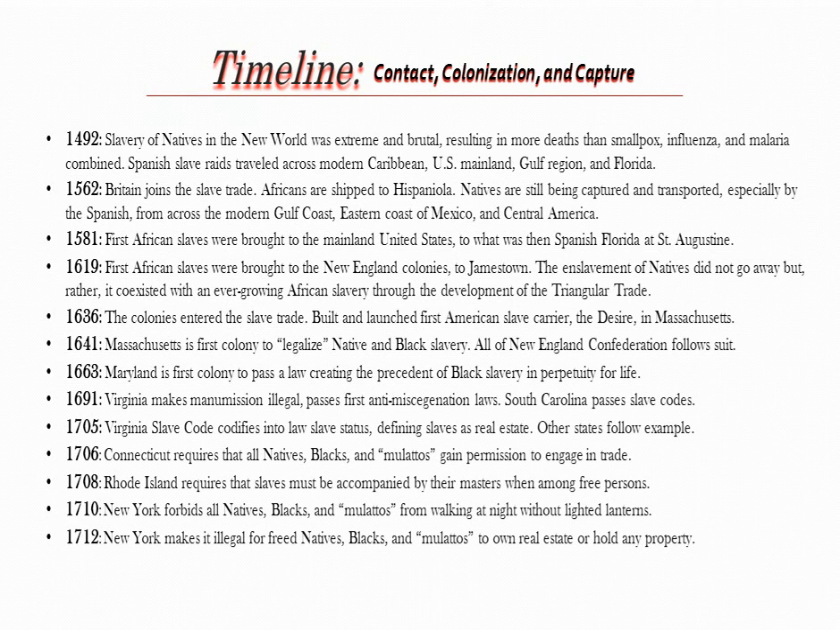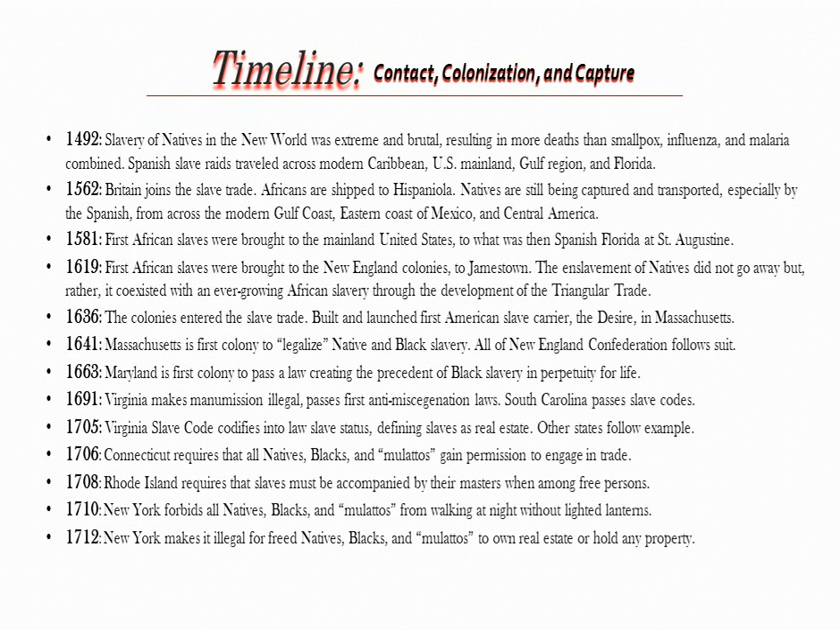The enslavement of natives did not go away, but rather it coexisted with an ever-growing African slavery through the development of the triangular trade. In fact, in 1636, the colonies themselves entered into the slave trade. They built and launched the first American slave carrier, the Desire, in Massachusetts. In 1641, Massachusetts was the first colony to, quote, legalize Native and black slavery.